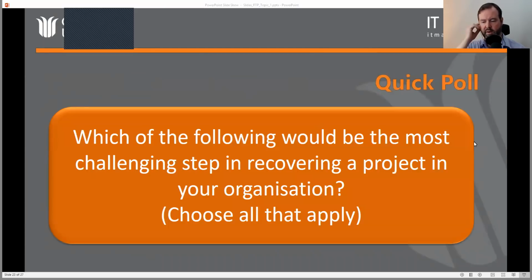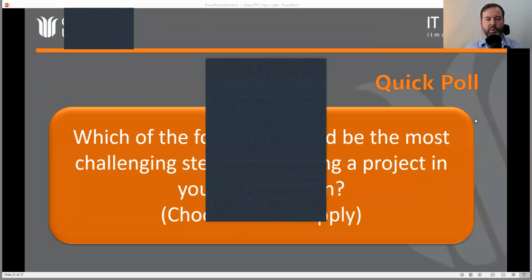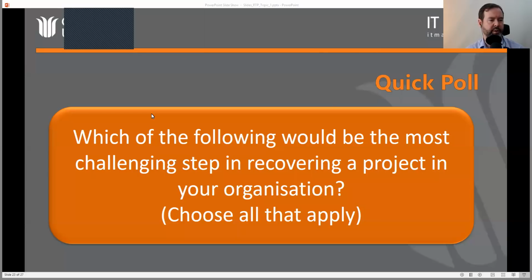Last poll, our very last poll. This is going to be a lead into the homework item. Which of the following would be the most challenging step in recovering a project in your organization? We'll try and only allow a minute for that poll if we can, and then quickly share it.